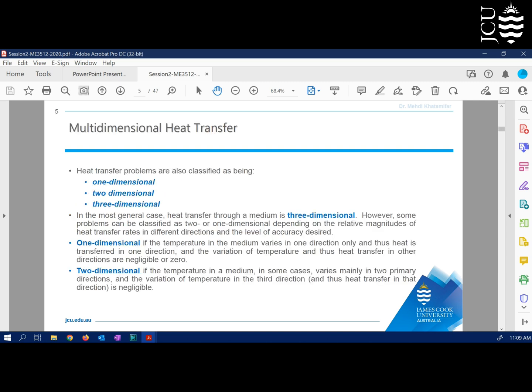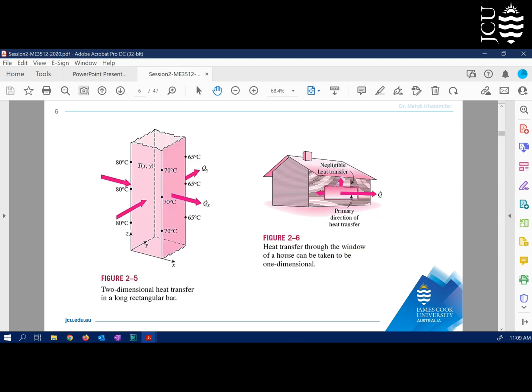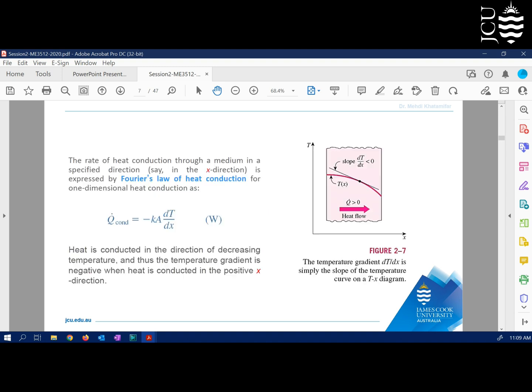Or we can simplify any type of heat transfer problem to one-dimensional, two-dimensional, or three-dimensional cases. For example, here you can see we can consider the investigation of the window as one-dimensional, because the effect of heat transfer in the x and y direction is much smaller than in the primary direction, so we can consider it one-dimensional. Or if we have a very long rectangular bar, we can consider a 2D case because along the direction of the bar, we may have a very small variation of heat transfer.